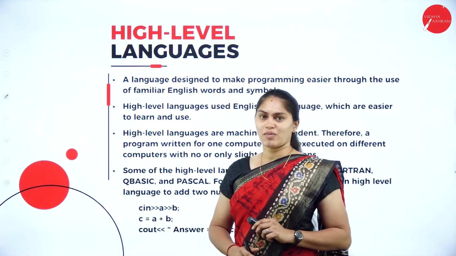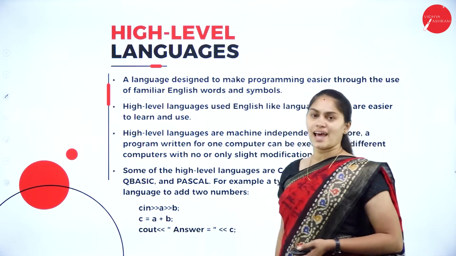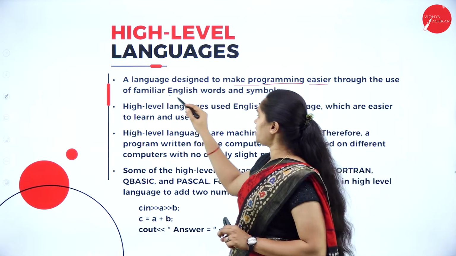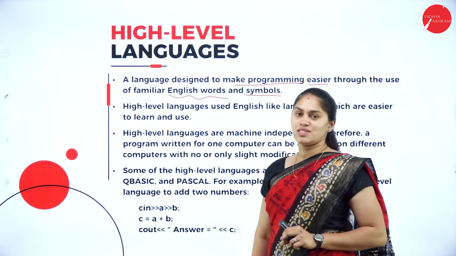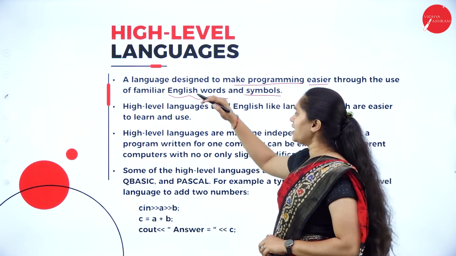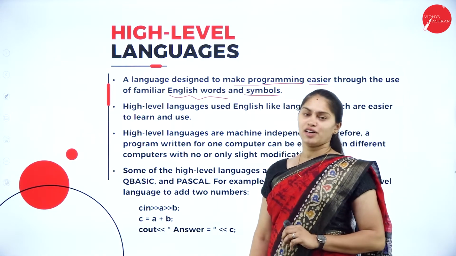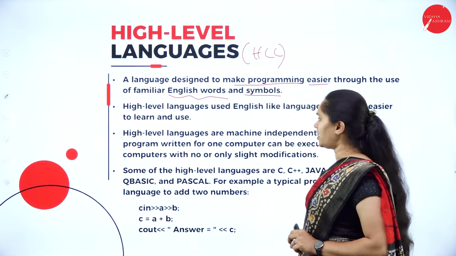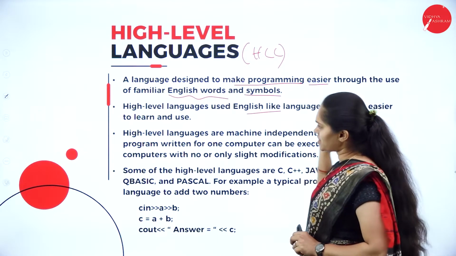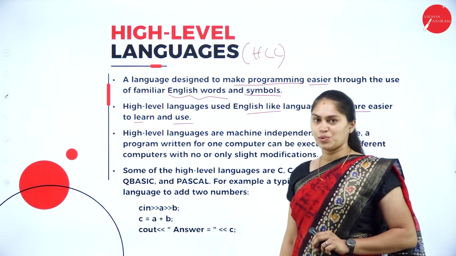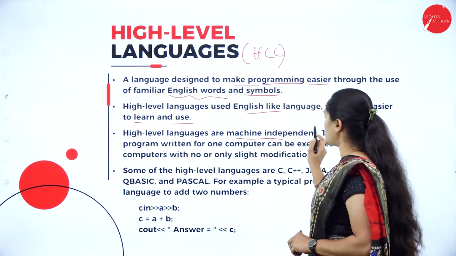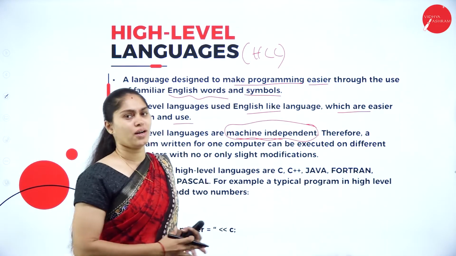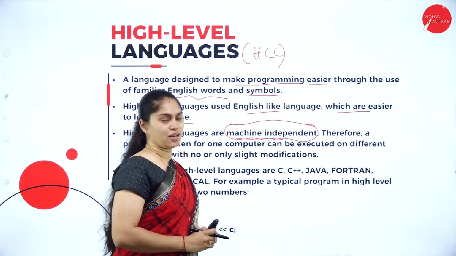So this is all regarding low level programming languages. Now we'll see about high level languages. In high level programming languages, we make programs easier by making use of familiar English words and symbols. When we write a set of instructions using English words and symbols, we call that a high level programming language, or HLL in short. It uses the English language, which is easy to learn and easy to use. These are all machine independent. A high level programming language does not depend on any operating system or type of computer.